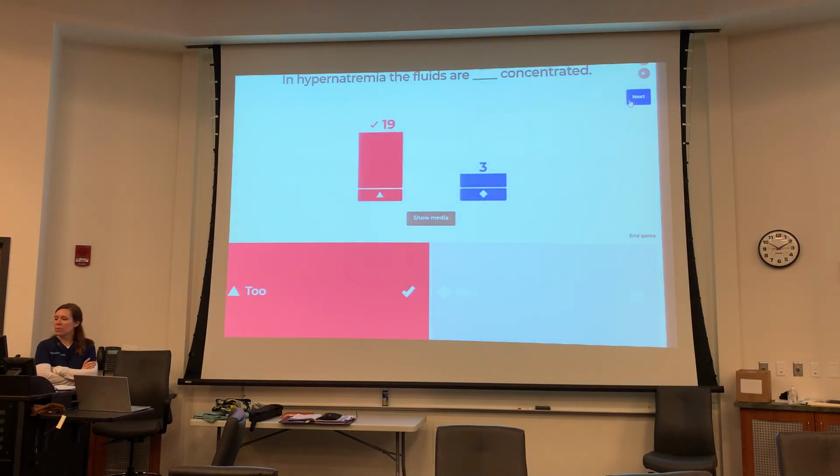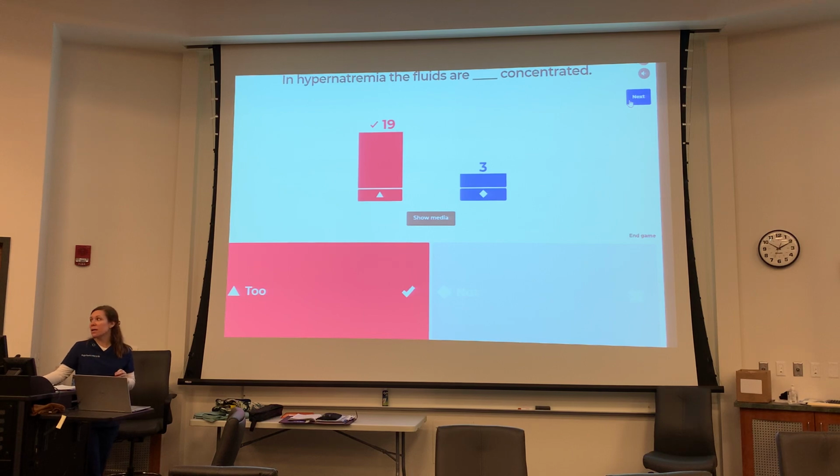Okay, good. Hypernatremia, the fluids are too concentrated. Hyper means too much, Na is our sodium, and then emia is in the blood. Too much sodium in the blood, they're too concentrated. Because we base concentration or osmolality off of the amount of sodium.